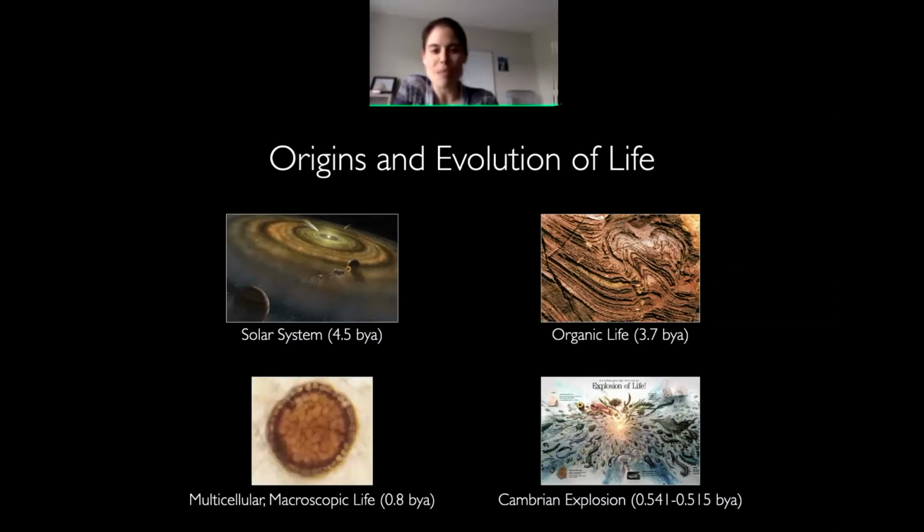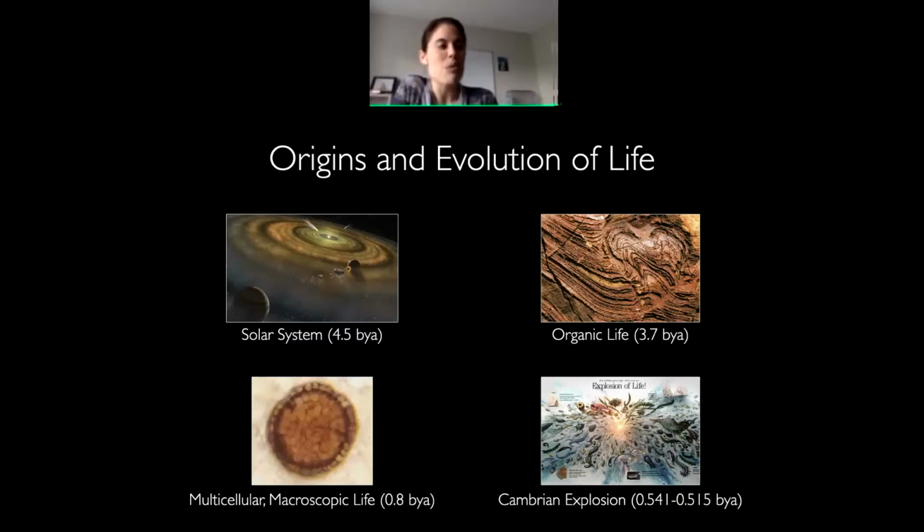The solar system was born around 4.5 billion years ago. Organic life, we have evidence in the fossil record of organic life around 3.7 billion years ago. Multicellular macroscopic life took off around 0.8 billion years ago. And then we have some famous, very well recorded explosions of diversity, for example, the Cambrian explosion that was about 500 million years ago.